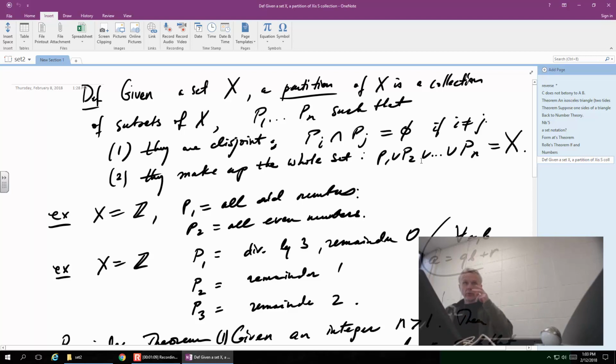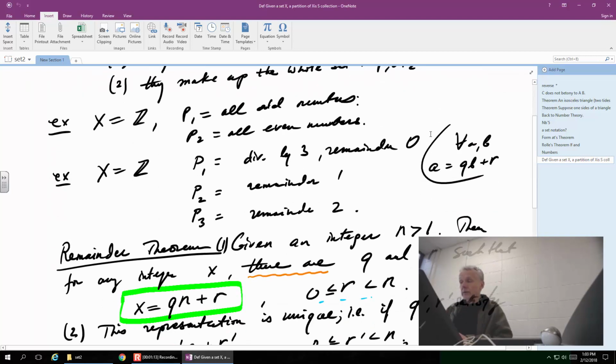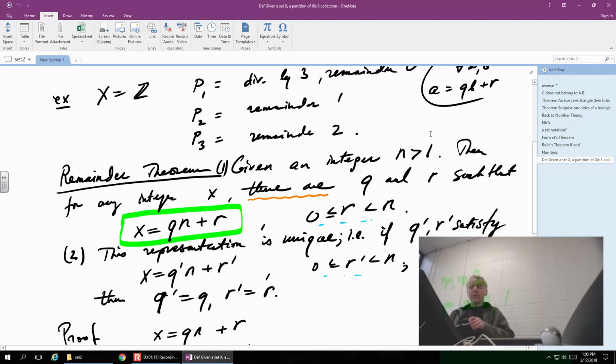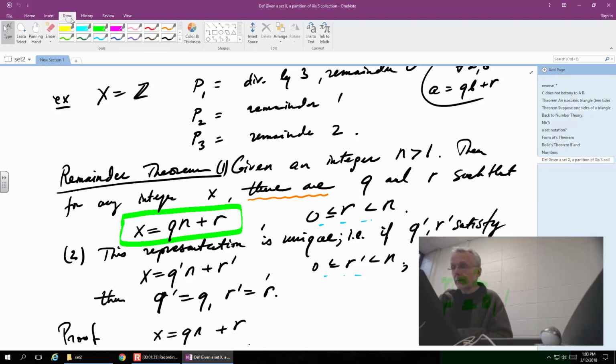So not just two, that's with even numbers, but look at the divisor. Specifically, the remainder theorem is what makes that possible. So we classify the numbers, all the integers, in terms of the remainders on the division by a particular specific number n. So n is what's fixed, fixed one at a time.